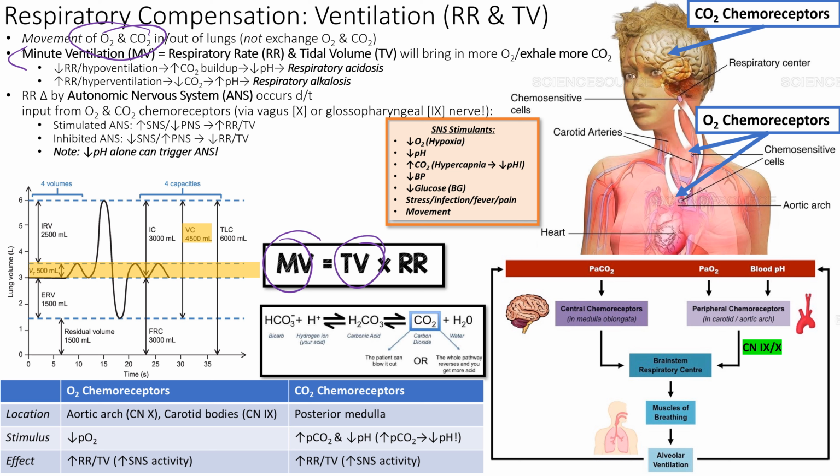Minute ventilation is how much volume with each tide, which is about 500 cc's, compared to how fast we breathe per minute. If we're breathing really, really slow, that leads to respiratory what? Respiratory acidosis, right? So decreased respiratory rate or hypoventilation will build up CO2, lowering the pH, making us get respiratory acidosis, right? And then what if we're breathing super fast? We're going to have a what? ABG imbalance. We have increased respiratory rate, otherwise known as hyperventilation, right?